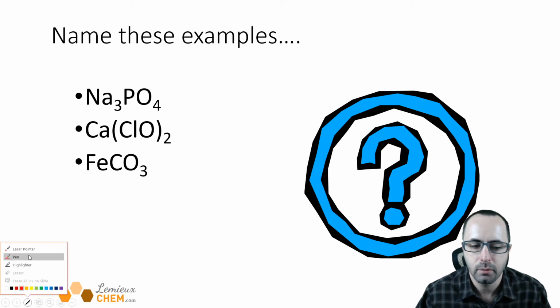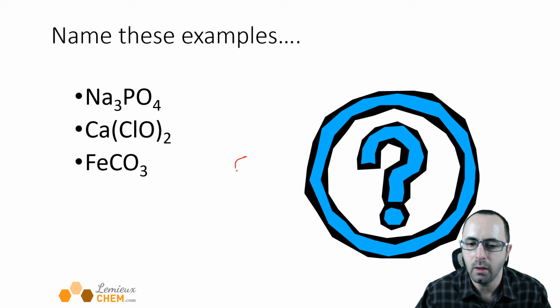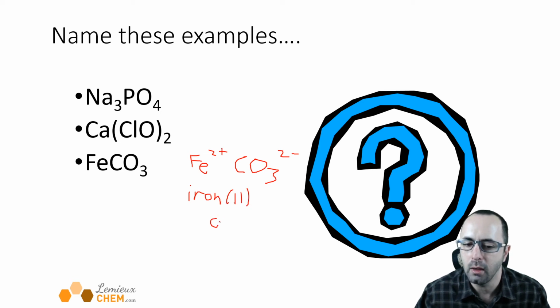So the ion itself is CO3 2-. It's carbonate. We've only got one of them, so we know we've got 2 negatives, which means that our iron must be +2 for the charges to cancel, since we have one of each, 1 iron, 1 carbonate. So now we can finally write the name. It would be iron 2 carbonate.